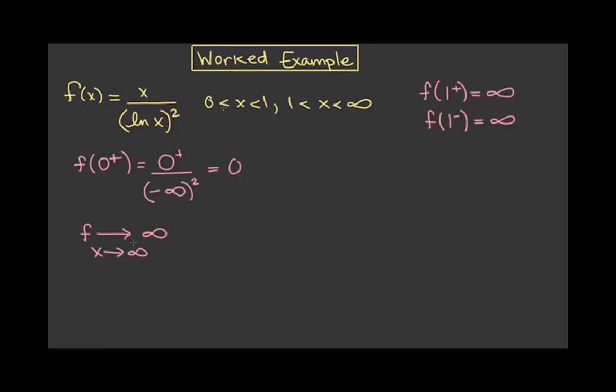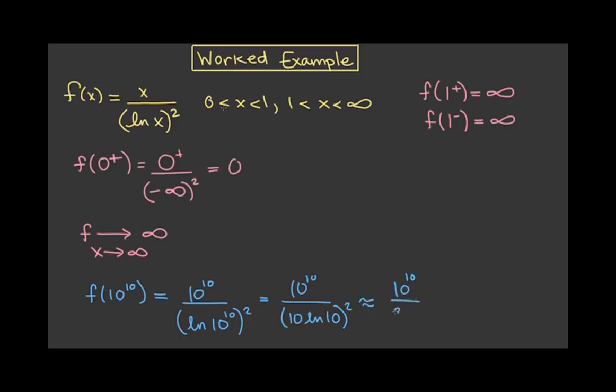Okay, so let's plug in a big number. Let's look at f of 10 to the 10, which is 10 to the 10 over log of 10 to the 10 quantity squared. And this is 10 to the 10 over 10 log 10 quantity squared, which is approximately equal to 10 to the 10 over 23 squared, which is something greater than 10 to the 7th. And since 10 to the 7th is quite large, hopefully this convinces you that f really is tending towards infinity. So I'm going to go ahead and erase this computation now so we have more room to draw our graph.